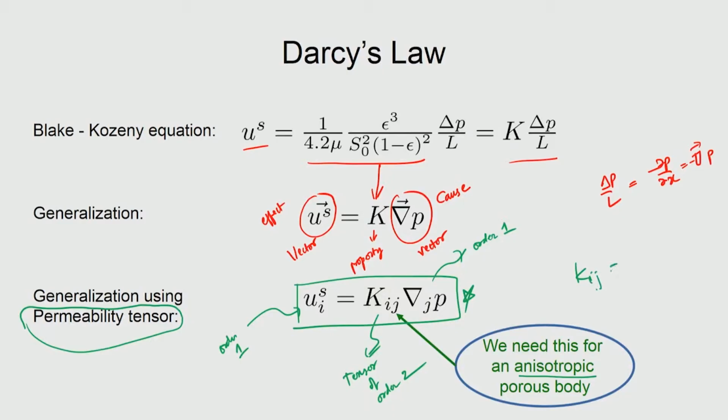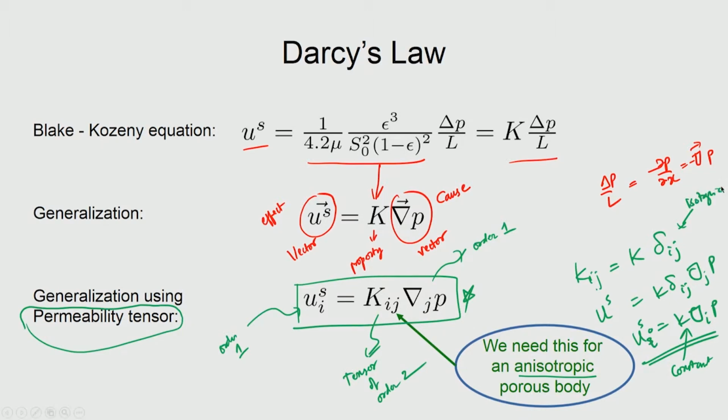So, if the porous body happens to be isotropic, then you can go ahead and write Kij as K into delta ij, in which case you could see that Us is then given by K into delta ij ∇P, that is basically K into ∇P. So, you see a vectorial relationship giving only a constant here for the case of isotropic medium.